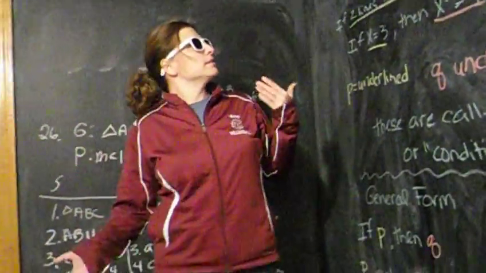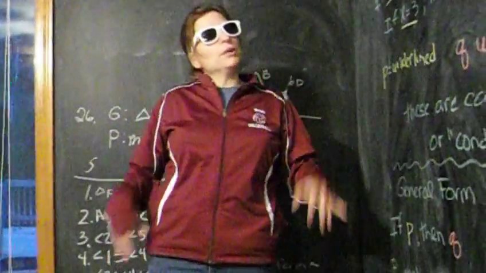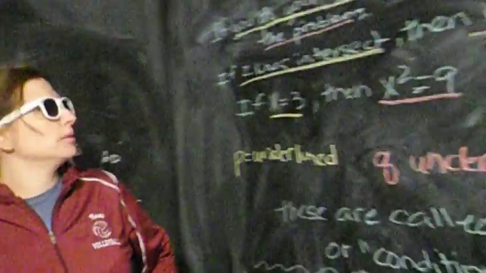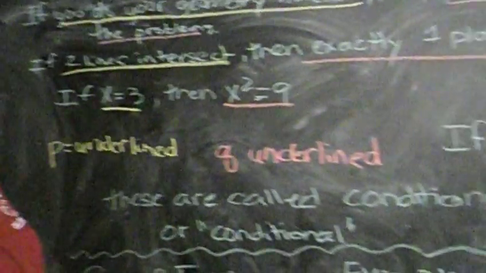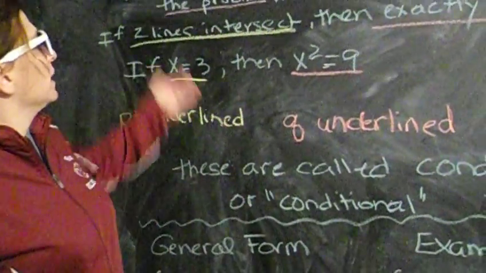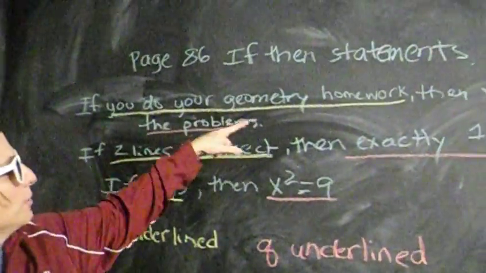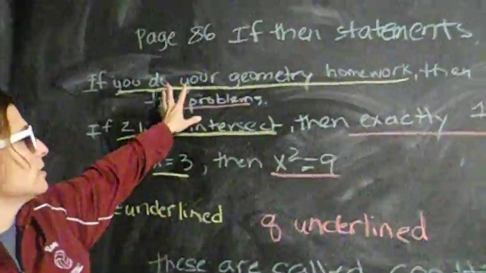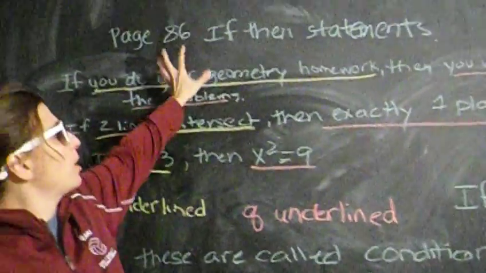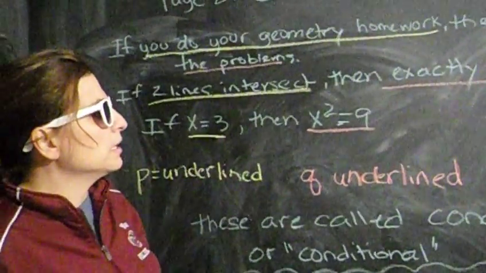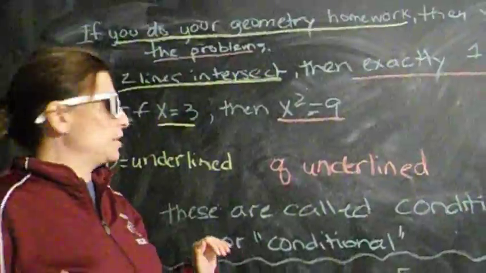Okay, we are going to be talking about if-then statements. If you do your geometry homework, then you will understand the problems. If two lines intersect, then exactly one plane contains them. If x equals 3, then x squared equals 9. The if part, if you do your geometry homework, is going to be called the hypothesis, and we're going to use P as a letter to represent the hypothesis. The second part, then you will understand the problems, we're going to use as the conclusion.